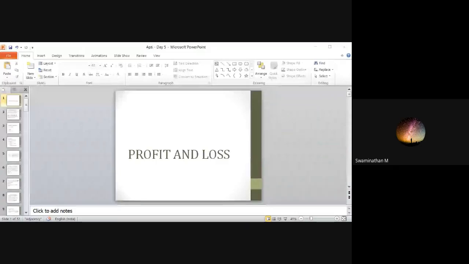Okay, guys, we shall start now. Today we are going to see profit and loss and discounts. So, profit and loss, there are a few formulas to remember. The concept is simple, but you have to understand the problem.